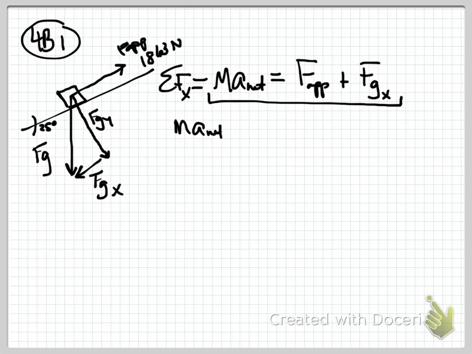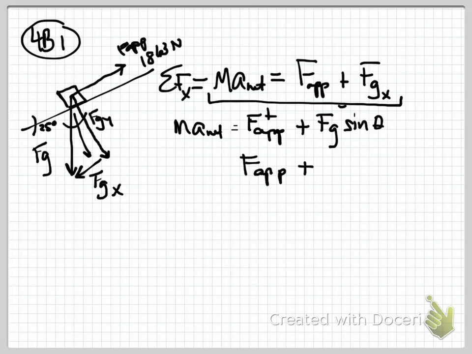Ma net is equal to the force applied, and that's going to be a positive number in the end, plus the force of gravity on the x, which is, of course, force of gravity times, because we know that that's also 25, the sine of theta. And this has to be a negative number in the end. So we'll go one more step, and that's got to be a positive, plus mass gravity sine theta. And that gravity is going to get us our negative where we want it. So mass times net acceleration.